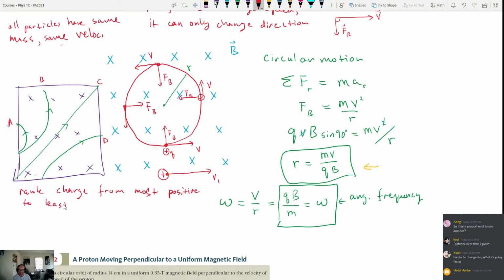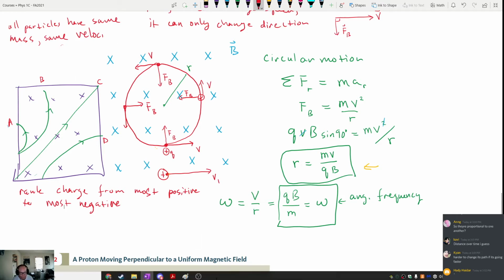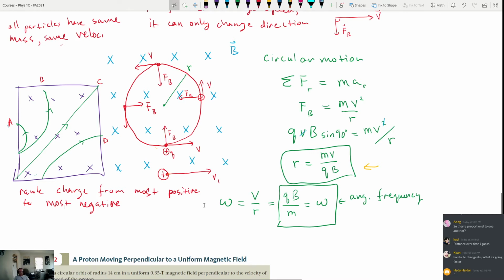This was a problem on one of my exams I gave in the past. So rank the charge on the particles from most positive to least negative. Do you want to think about that and try to answer it? Oh, I should say most, sorry. It should be most positive to most negative, otherwise that doesn't make sense. Just basically from high to low. Feel free to just put an answer in the chat.